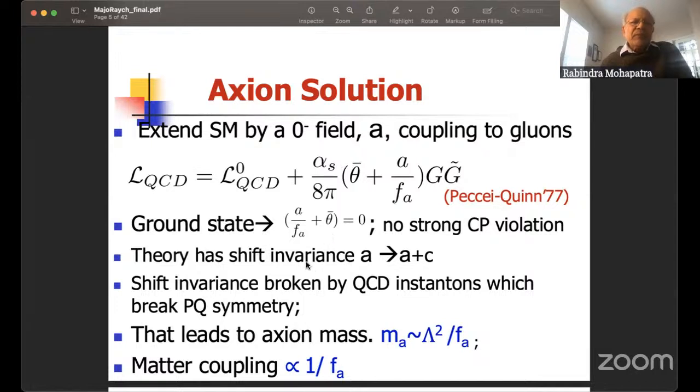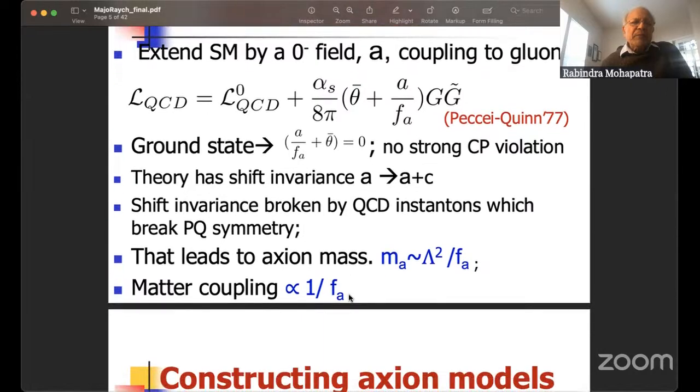Now, of course, one can see that the theory has shift invariance, which is A going to A plus C, and the shift invariance is broken by QCD instantons, which therefore break the Peccei-Quinn symmetry, and that leads to the axion mass, which is roughly Lambda_QCD squared over F_A, where again F_A is the constant associated with this axion term. Okay, and there are also matter couplings which are like 1 over F_A.